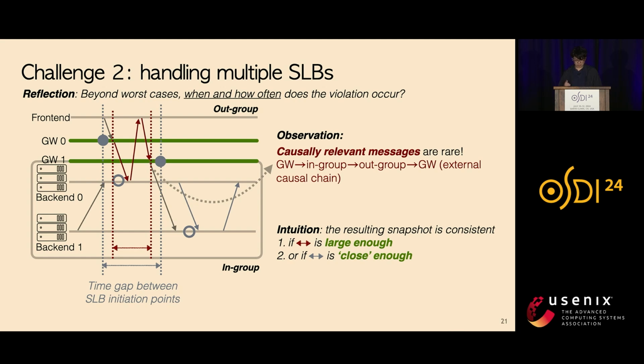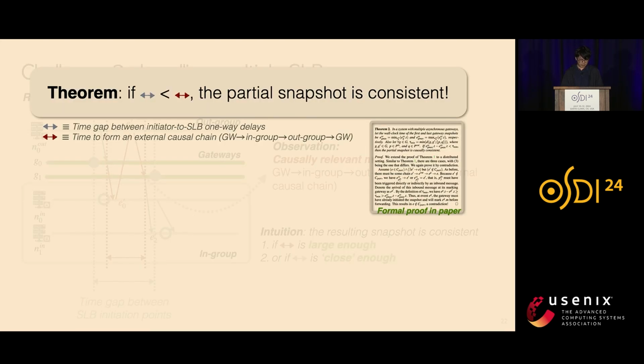an intuition is that if this value is sufficiently small, in particular smaller than the time to form the external causal chain, then the snapshot is naturally consistent. It turns out we can formalize this intuition again and prove its correctness. And moreover, we also observe that this condition holds in exceedingly high probability in public cloud environments.